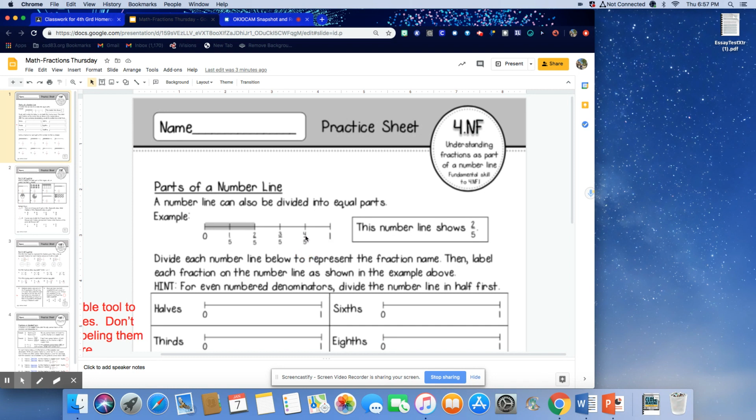If we kept counting, we would go from 4 to 5 here, but that would be 5 over 5. This line right here represents a fancy division. So 5 divided by 5 actually equals 1, because 5 goes into 5 one time. That's why we just put 1 right here instead of 5 over 5. Okay? So we're going to practice this.